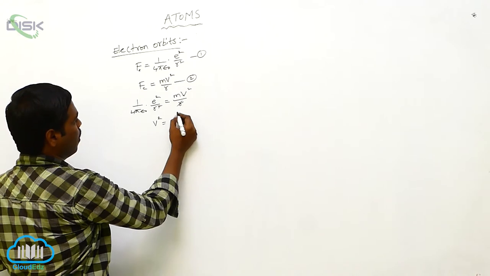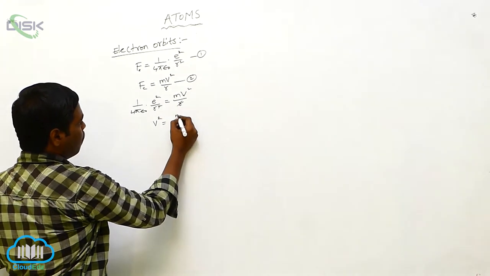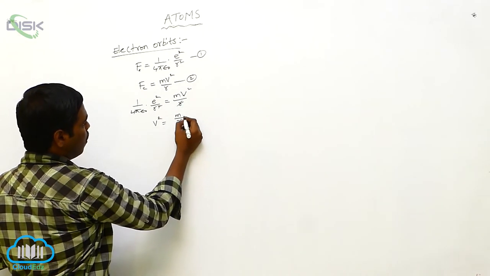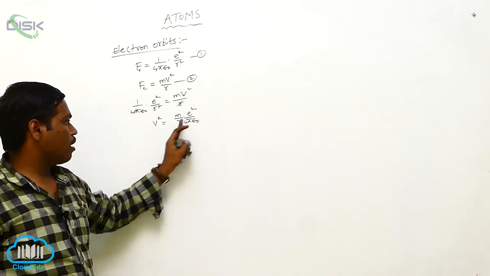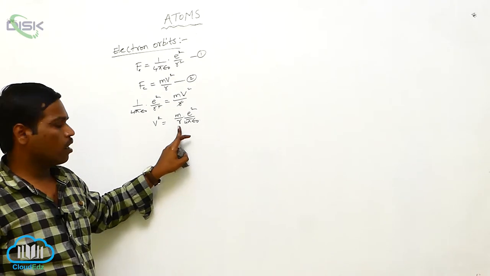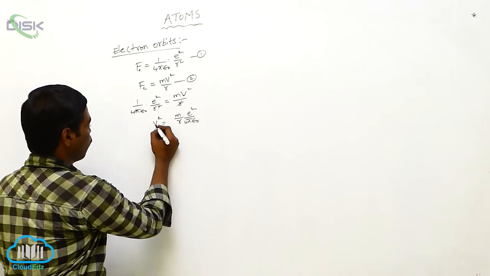then v square is equal to, we can write, e square by 4 pi epsilon naught into m r. This is the v square value.